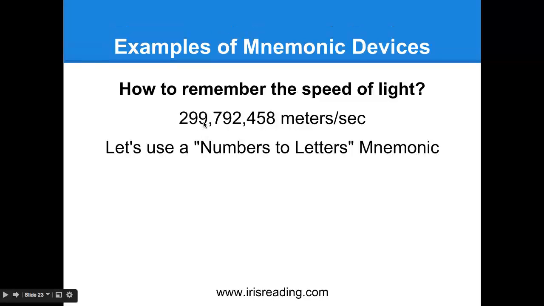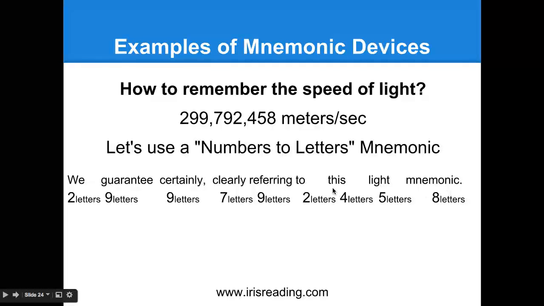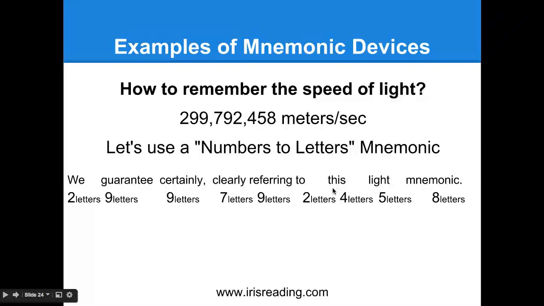And what you end up doing is you try to construct a sentence. So if you ever have to remember an exact number, try to come up with a sentence where each one of these words has this many letters. So for example, with 200, with the speed of light, we can come up with a sentence like this: we guarantee certainly, clearly referring to this light mnemonic. So I would repeat this a few times. We guarantee certainly, clearly referring to this light mnemonic.